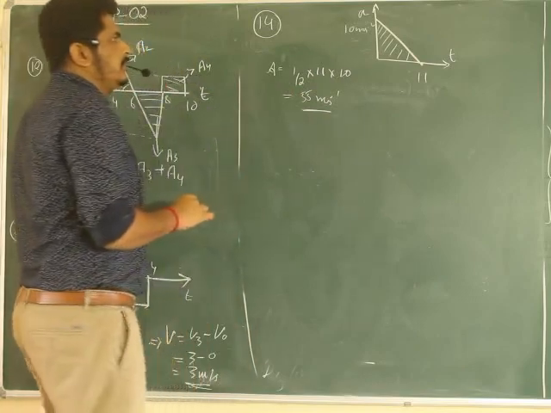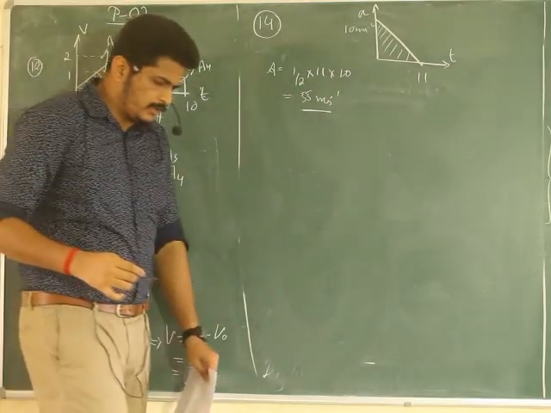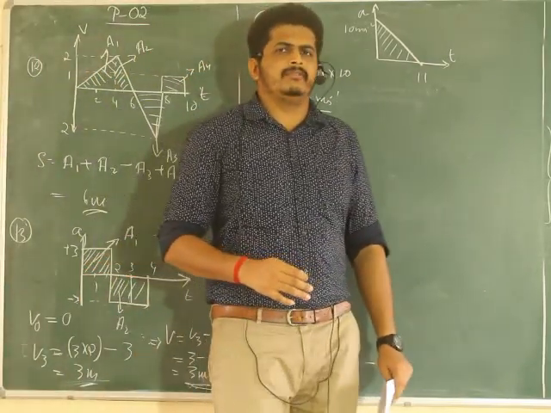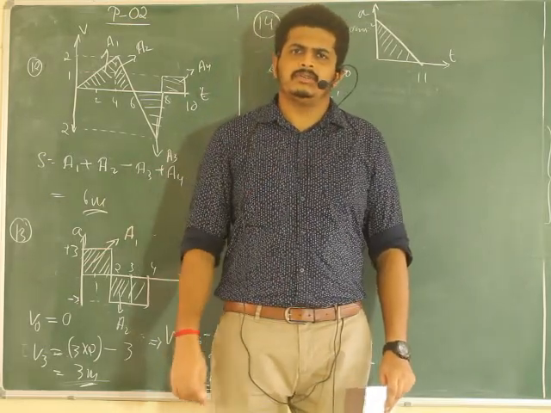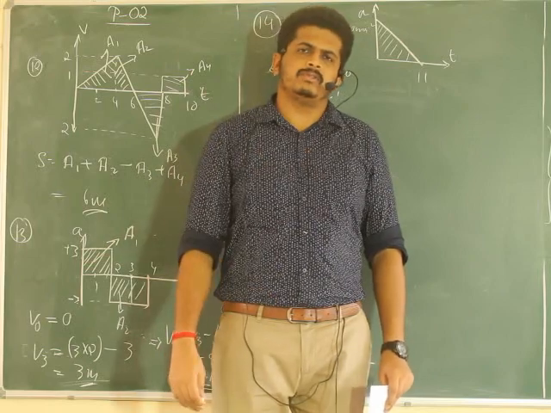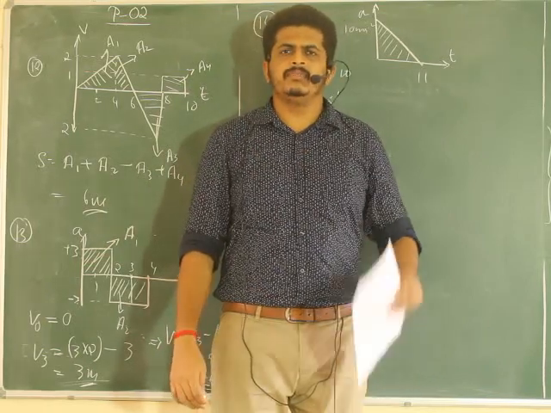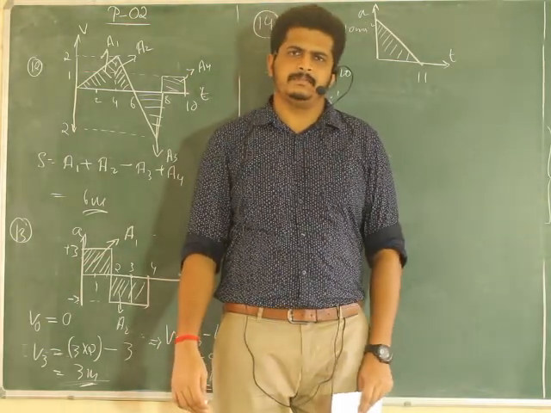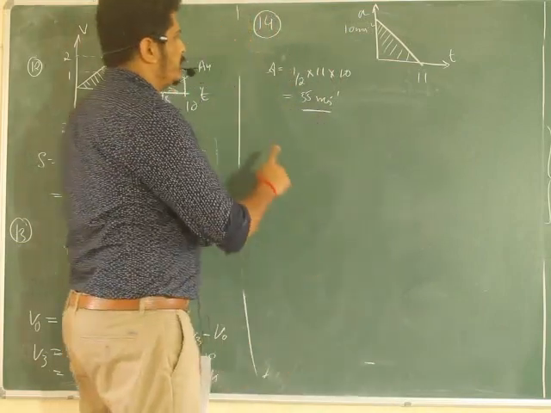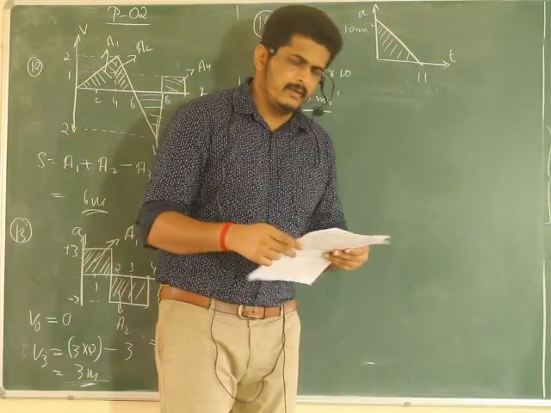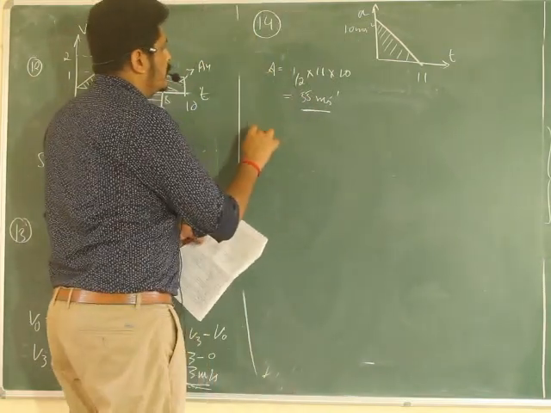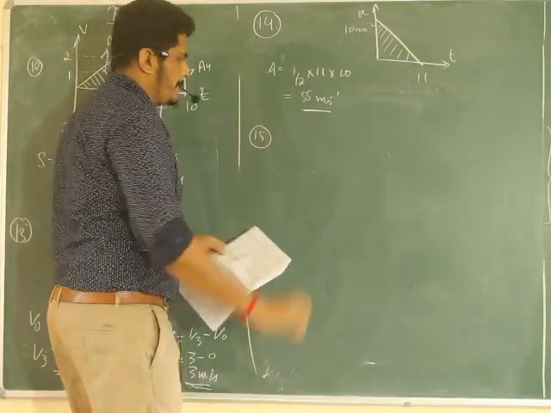Very simple. But look at the graph carefully. You should know the meaning of the different graphs: XT graph, VT graph as well as AT graph. If you know the individual importance of all those graphs, it will be very easy to solve such kind of questions. So we got 55 meter per second, and the option is B. Fine, then let us go to question number 15.